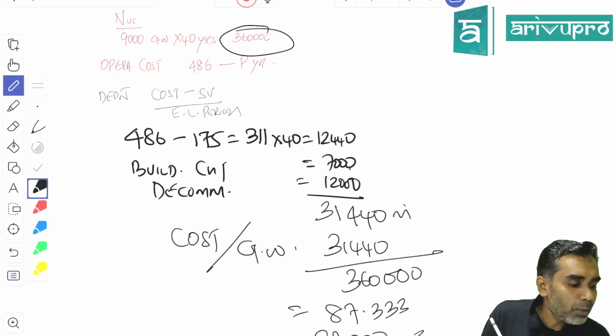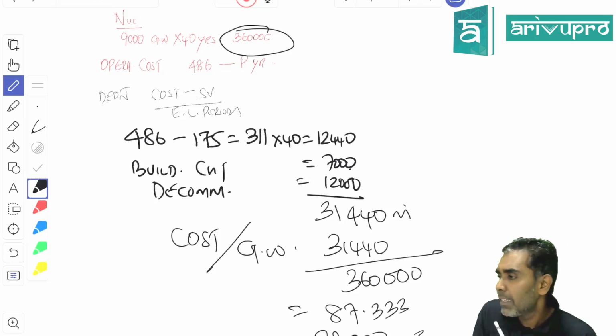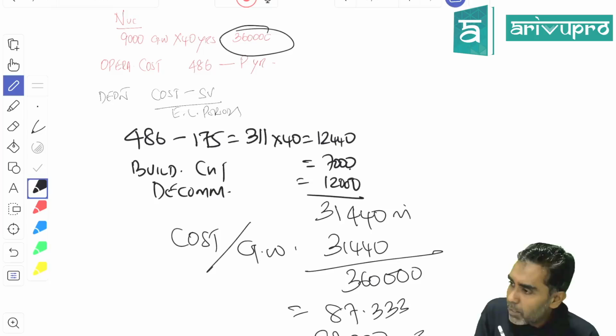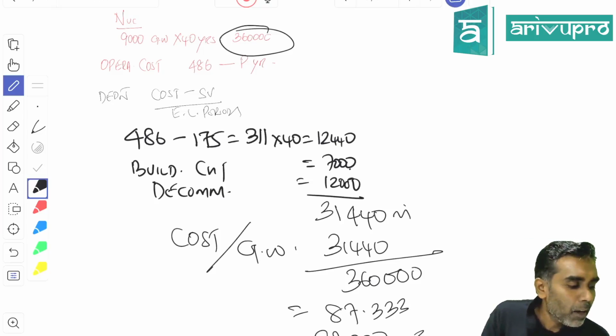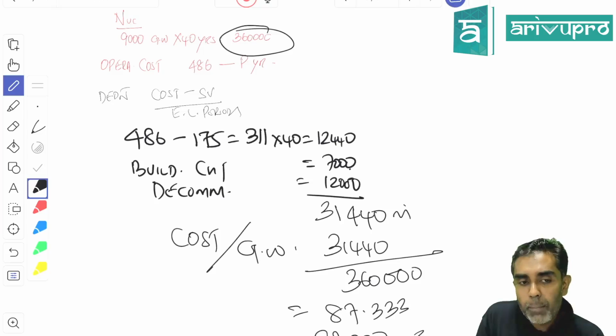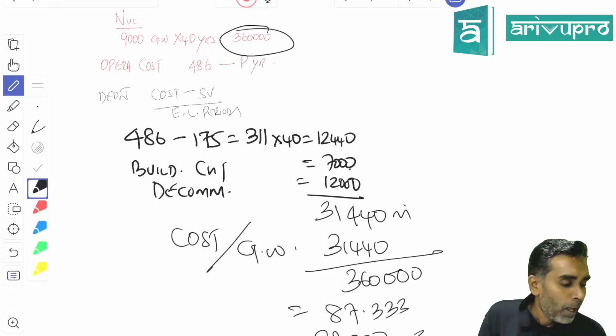Second one is reducing the decommissioning cost. Yes, that's correct. When you are reducing your decommissioning cost, you can reduce the cost per unit. The answer would be only B. Only B. Correct? Don't do question number 3 for the time being.